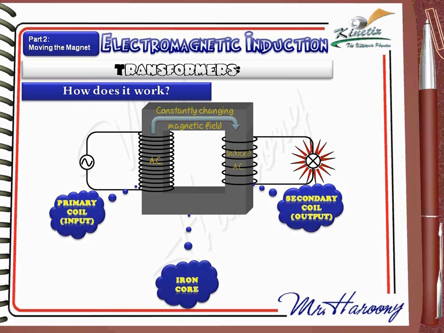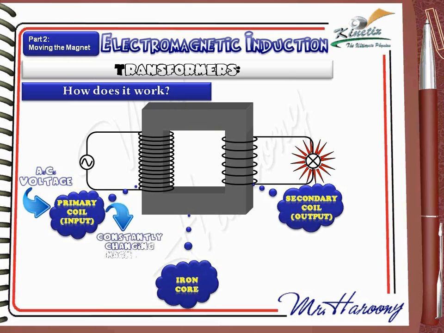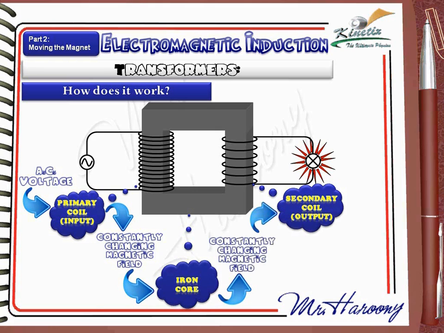If you are one of those students who like flowcharts, you can understand it this way. An AC voltage is fed to the primary coil. This causes a constantly changing magnetic field in the iron core. The iron core transfers the constantly changing magnetic field from primary to secondary. And now the secondary coil changes the constantly changing magnetic field to an induced current.